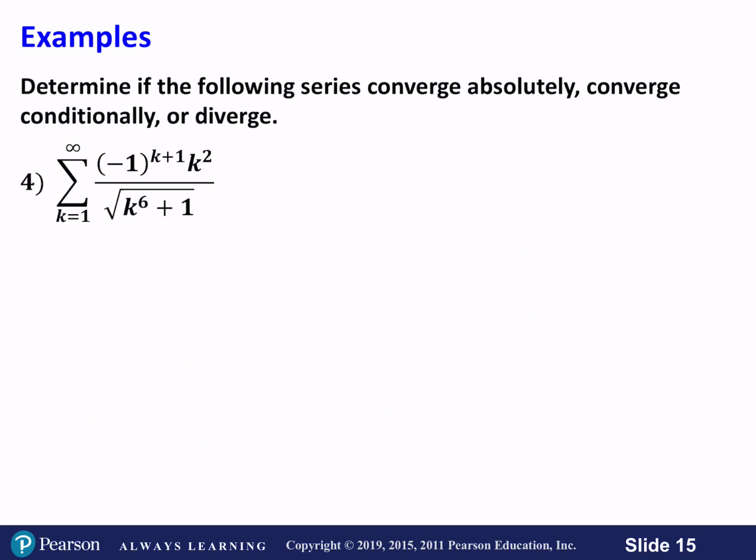The thing that we would have to do for this guy is we need to check if the original series is convergent or divergent to start. So think about what test you would use to determine that. The one that I would use here is the alternating series test. The first thing that we should do is identify what our a_k is. We're going to call a_k k squared divided by the square root of k to the 6th plus 1.